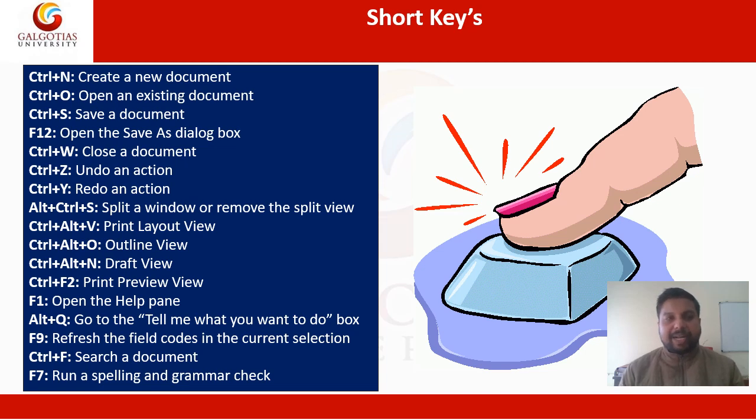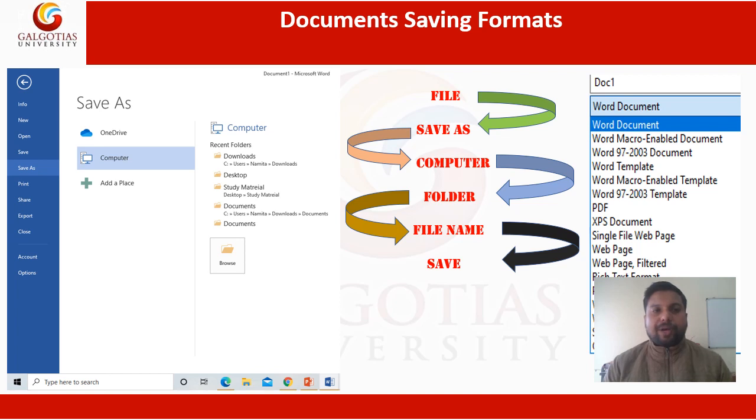So let's move to our next slide. Here we have the process of saving any document and the formats in which we can save our documents. For saving any document, you just have to click on File. After clicking on File, you have the option Save As, whenever you want to save a new file, or save an existing file with a new name. If you want to save an existing file with a new name, you use Save As.